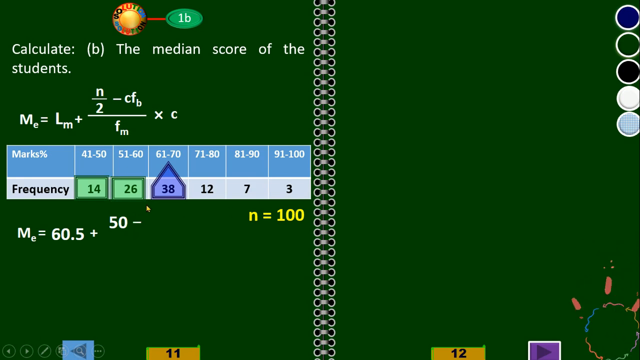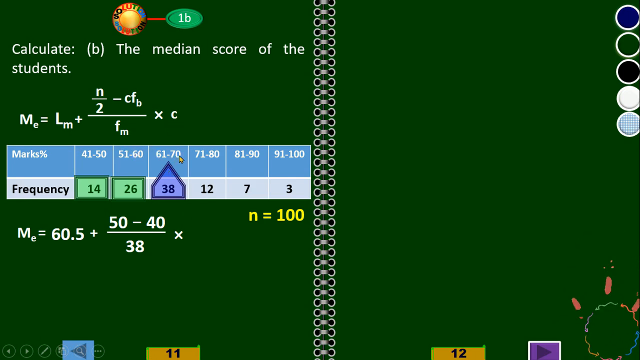And then we're going to subtract the summation of the frequencies, the cumulative frequency before the median class. This is the median class. We're going to add all the frequencies before this median class, and they are 14 and 26. 14 plus 26 is 40. Then we're going to divide that by the frequency of the median class, which is 38. The frequency of that class is 38. And then we're going to multiply this by the class size. The class size, as I told you, is 10.